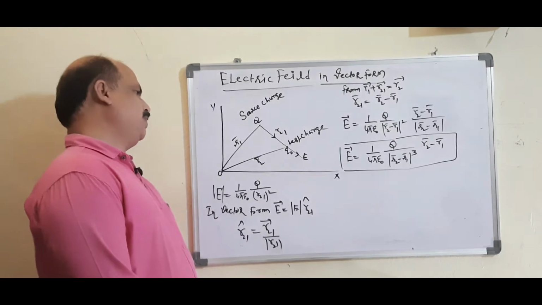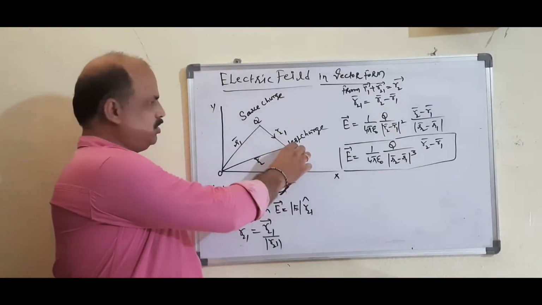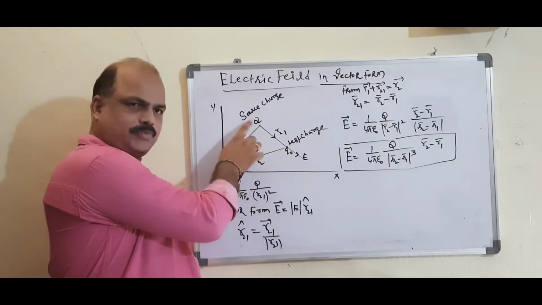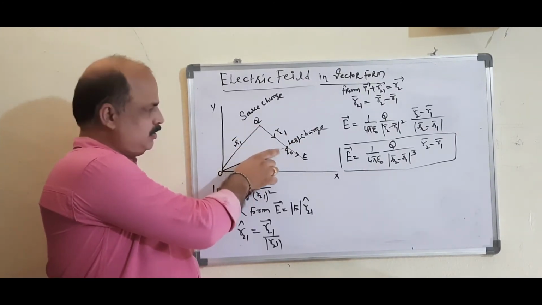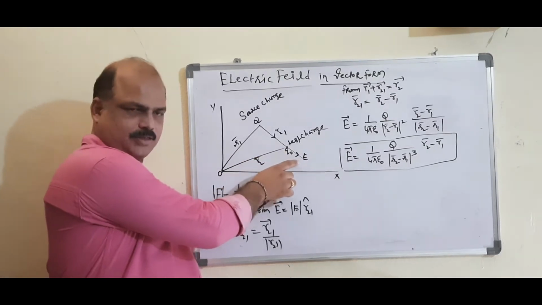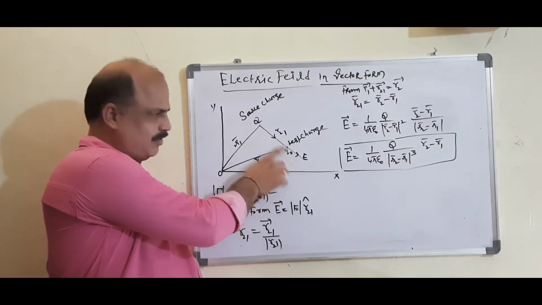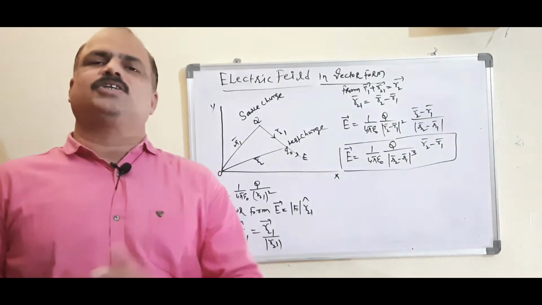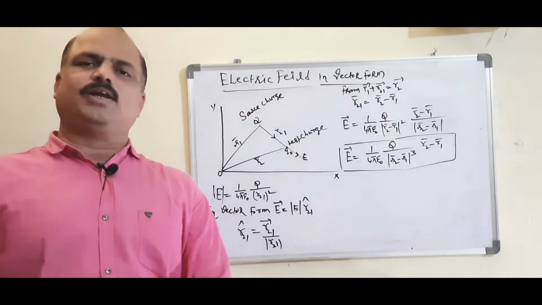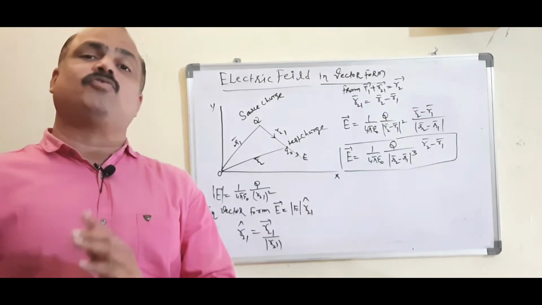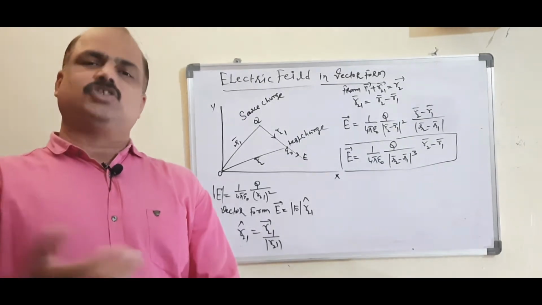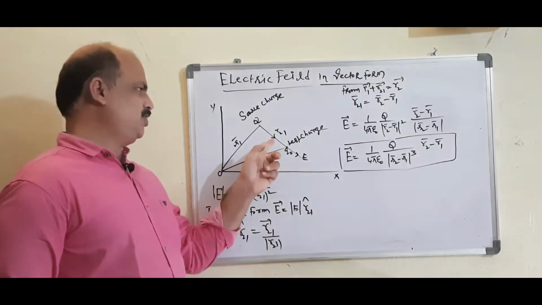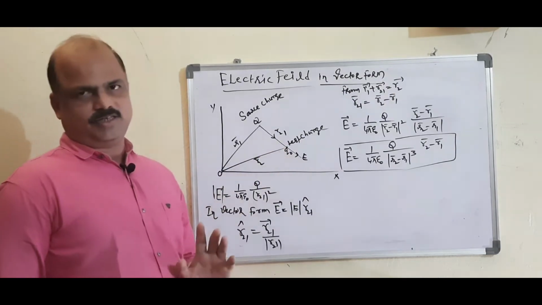Now, if we move this test charge towards this charge, what happens? Due to the strong repulsion force between these two charges, this test charge moves along this direction. That means the direction of electric field is along this direction. What did I say earlier, what is the direction of electric field? The direction of electric field is nothing but the direction of motion of a test charge. So that's why the direction of electric field is along this direction.